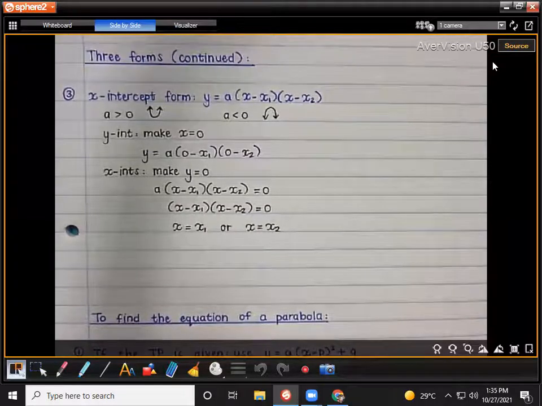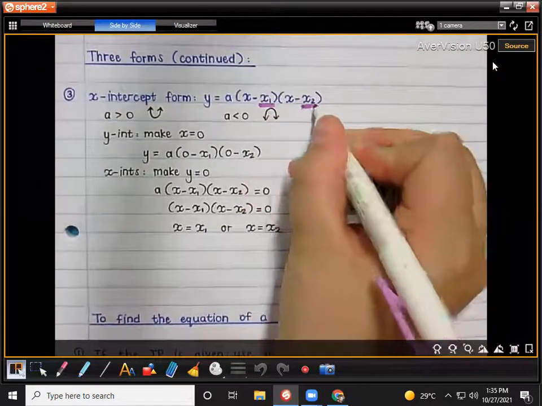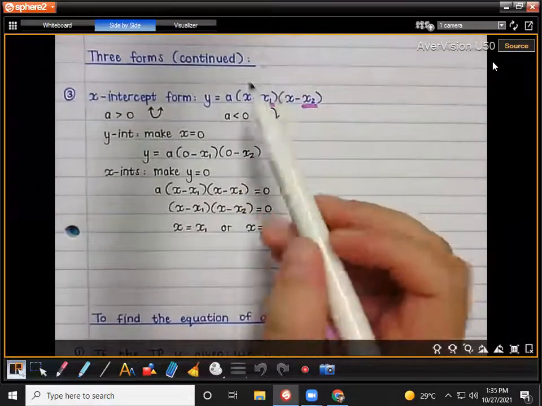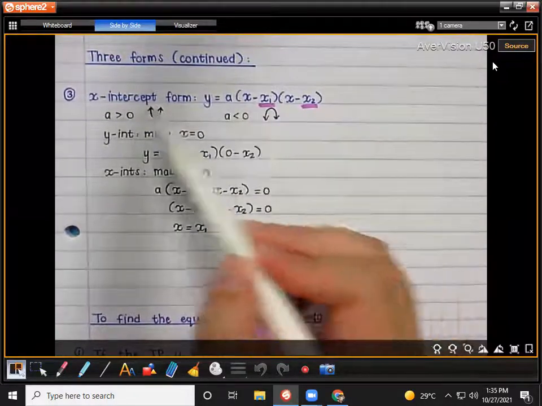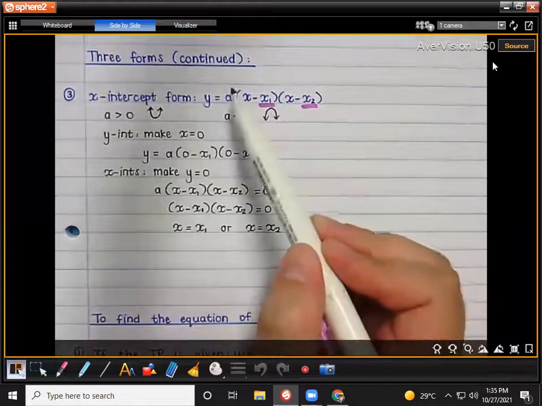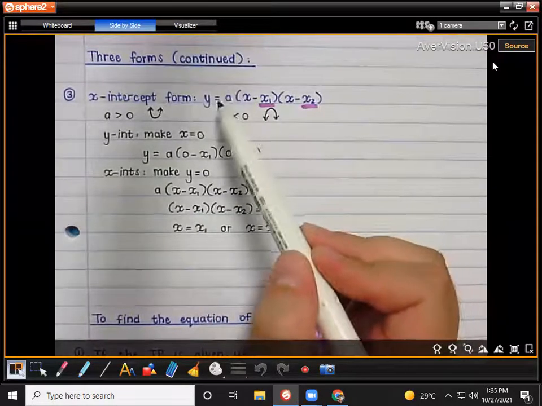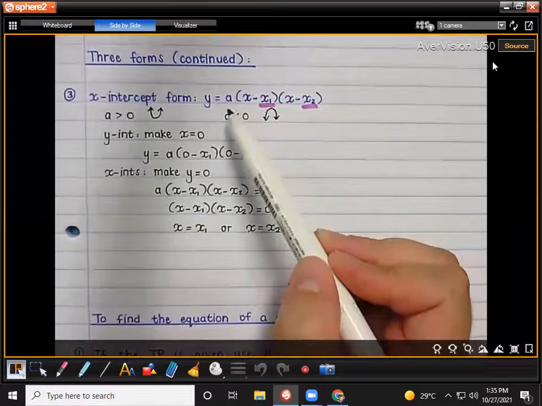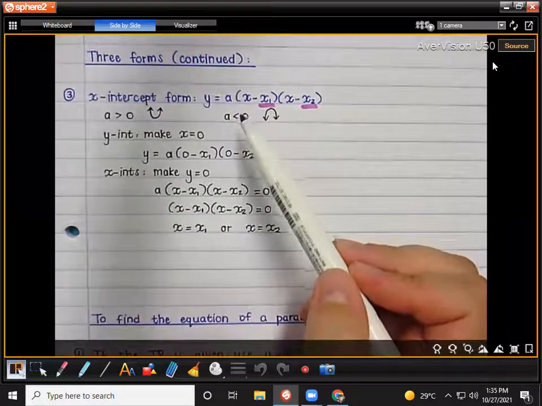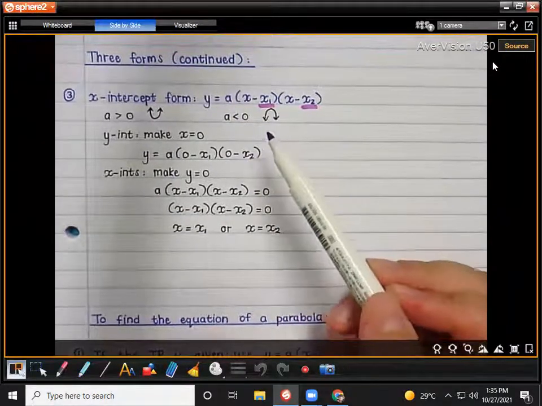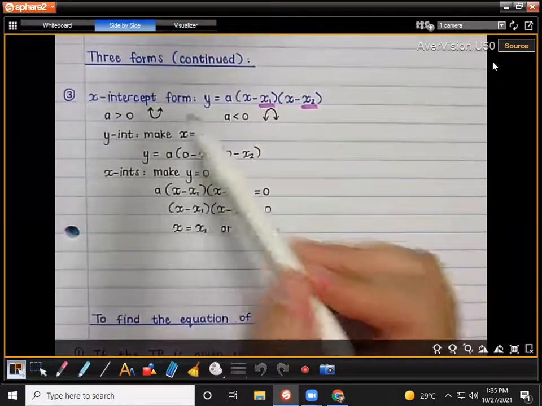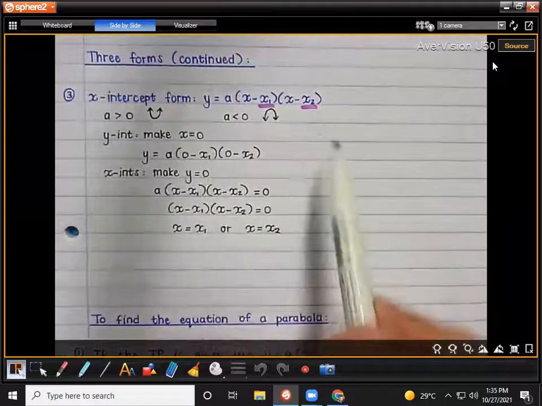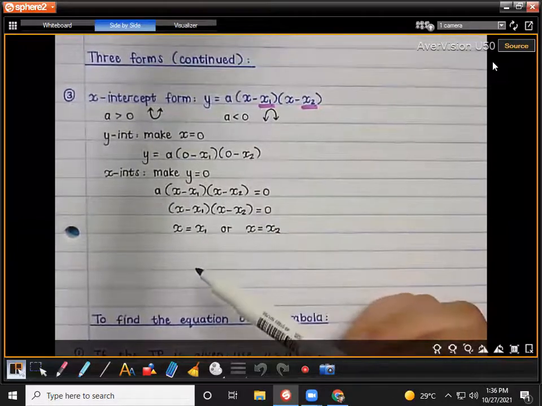All right, x-intercept form. It's called x-intercept form because you can see the x-intercepts in the equation. In the same way as with the other two forms, the sign of a is going to tell you what shape your graph is going to have, and the a value is going to be the same for all three forms. If you have one graph and the equation is written in the three different forms, it will have the same a value. If it's positive, it will be an upwards facing parabola. If it's negative, it will be downwards.